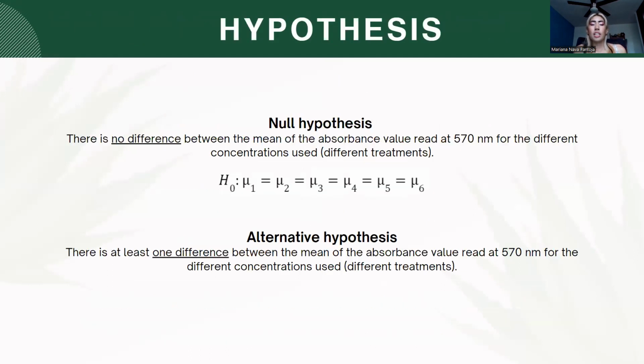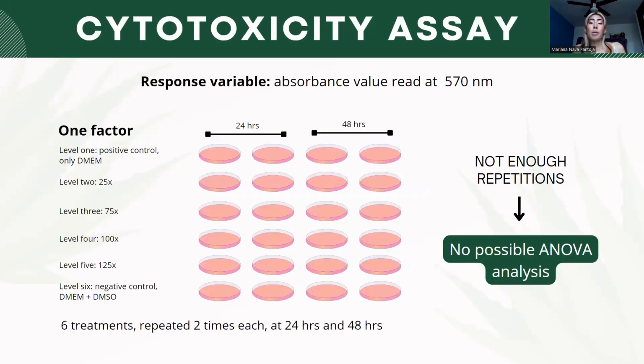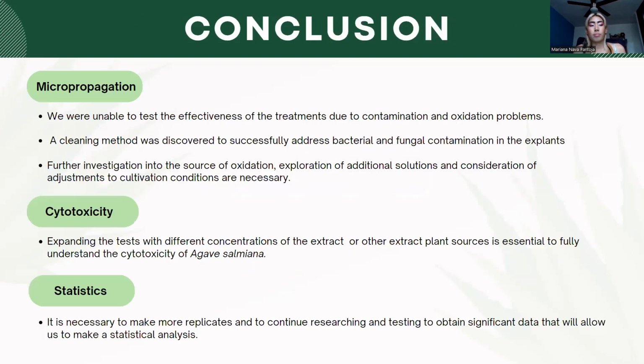For the cytotoxicity assay, we wanted to test the difference in the mean of the absorbance value read at 570 nanometers for the different concentrations used. However, this was also not possible due to the fact that we did not have enough repetitions, which meant that no ANOVA analysis was done.